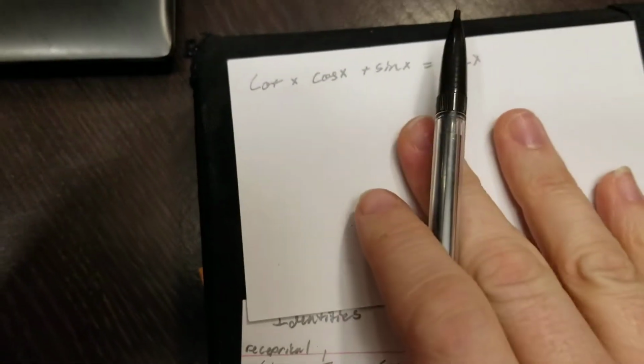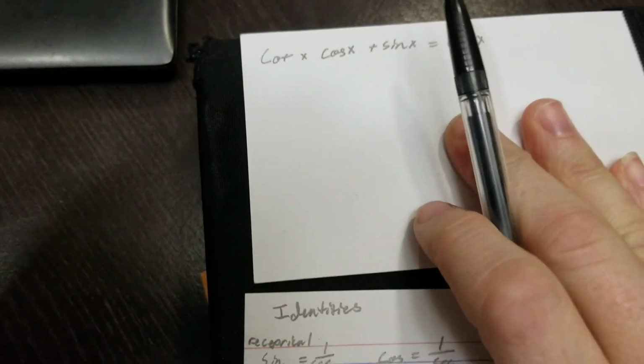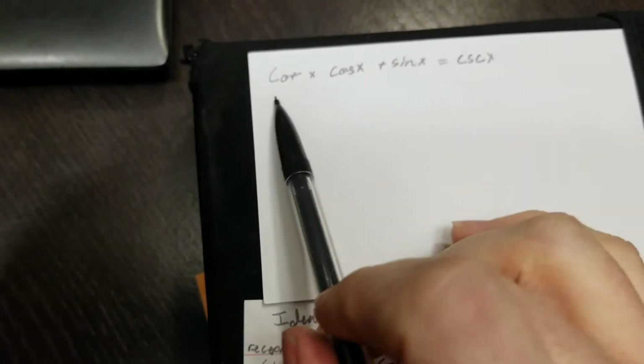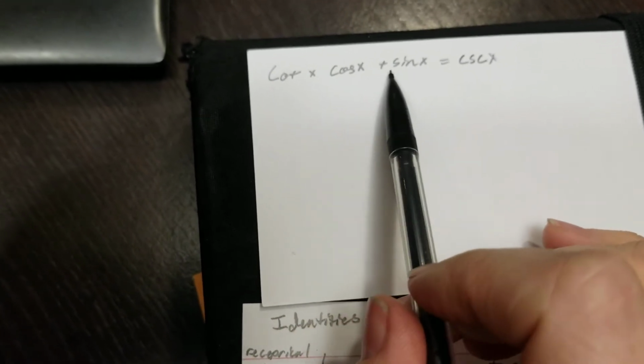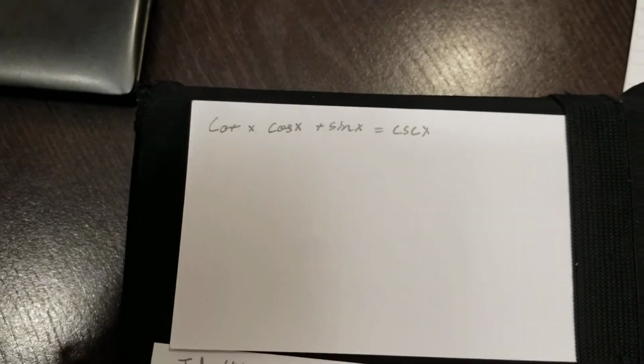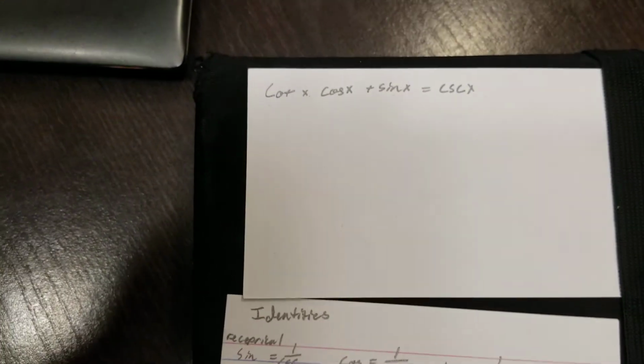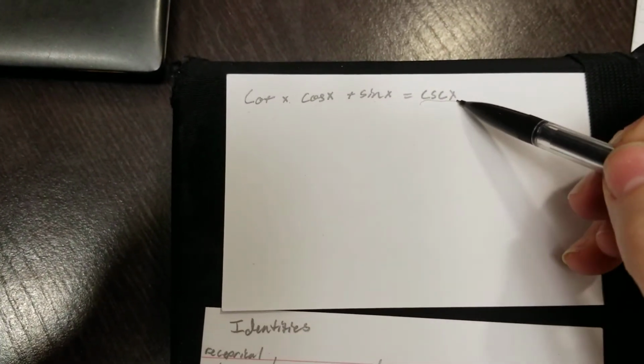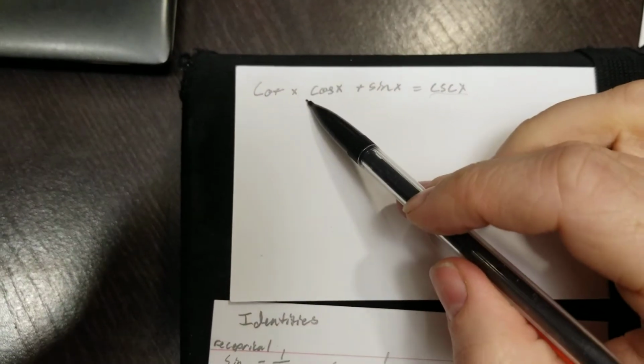So let's try another one. Okay, I have cotangent x, cosine x, plus sine x. So I'm looking at this, and it all has to equal cosecant x. Well, this is the simplest of the two sides. This is the complicated side.